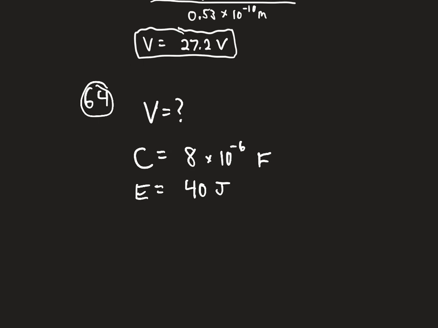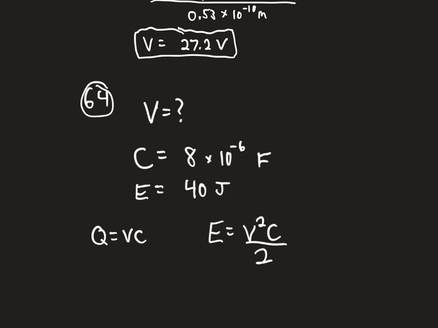Q equals VC. Can we use Q equals VC? We're looking for V. Okay, that's good. We have C. That's good. We have E. We don't have Q. So would that be a good choice? Not for now. E equals V squared times C divided by 2? Yes. Okay, so that's given in the chapter summary.